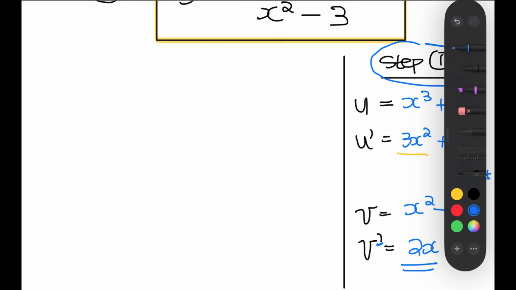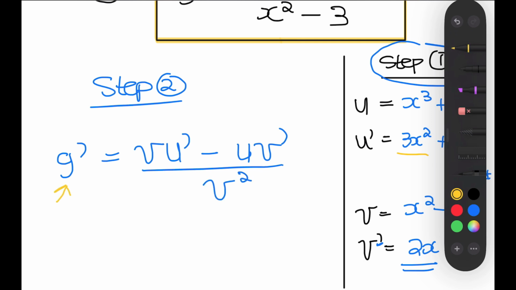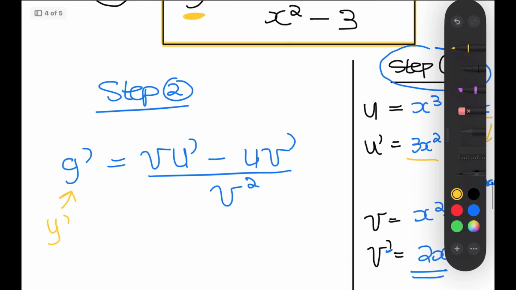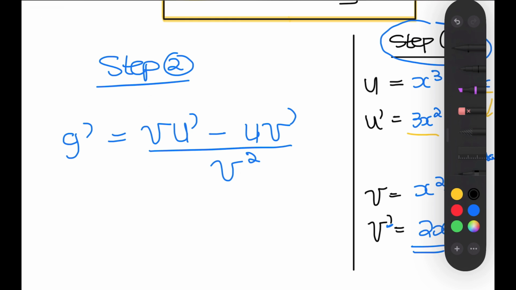And now step 2. We're going to plug everything into our formula. And our formula, as shown earlier, is going to be g prime is equal to v u prime minus u v prime, all divided by v squared. And notice here that I'm not using y prime, because in our original equation, we have equated it to g, not to y. So that's just notation you should pick up as you solve. But anyways, back to the main objective.